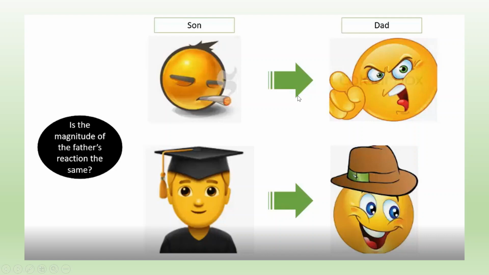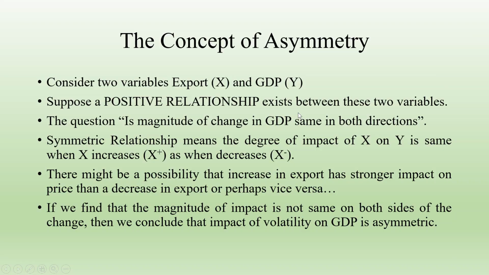Now just imagine two situations. In the first situation, a child has completed graduation, what will be the father's reaction? In the second situation, a child is found smoking, what will be the father's reaction? Do you think that in both circumstances, the father's reaction will be of the same magnitude? Quite not. So the same concept applies for our regression model also.